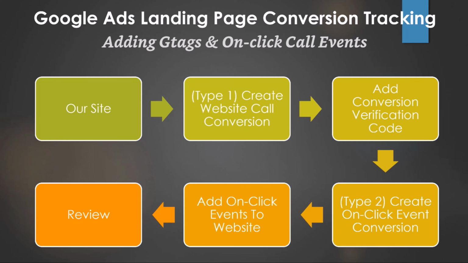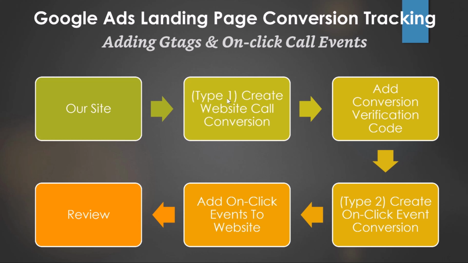All right, welcome back to another video. In this video, we're going to take the landing page that we created in a previous video using WordPress, and we're going to add Google Ads landing page tracking to it. So anytime someone clicks on the phone numbers or makes a phone call through the phone numbers on your website, it's tracked in Google Ads as a conversion, or it's even just tracked as a phone call, but not necessarily a conversion.